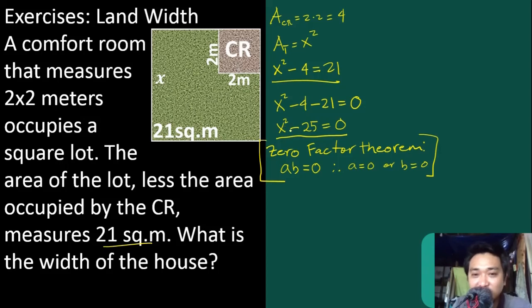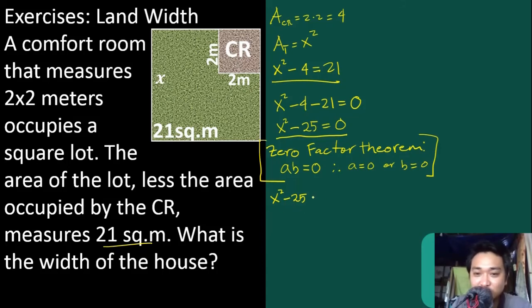How? Kailangan i-factor muna natin si x squared minus 25. Let us factor x squared minus 25. Bakit? Kasi yung zero factor theorem applicable lang siya sa products A and B, the product of two quantities. Hindi siya pwedeng i-apply sa addition, subtraction, division, only to products of two quantities. So maybe much better na express din natin tong x squared minus 25 as product of two quantities, diba?